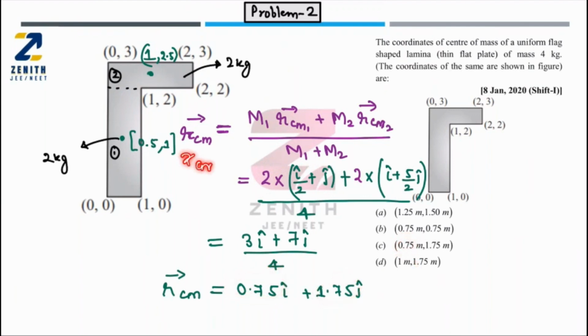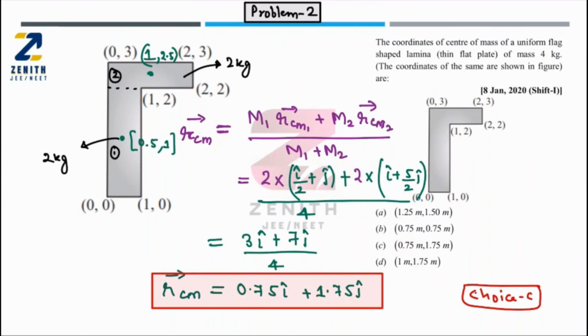Okay, if you consider XCM, that means you have to use M1 X1 plus M2 X2 divided by M1 plus M2. Now you have to write down for YCM. So I have solved in the single vector form. So that means the correct answer for this question is option C. Option C. Okay. Now let me take one more problem.